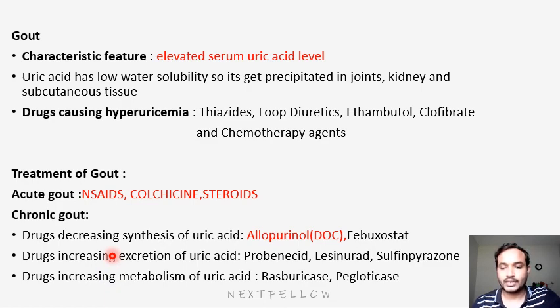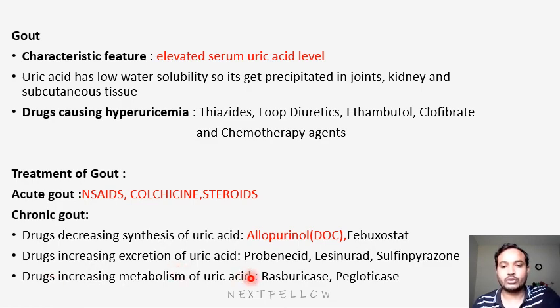First, drugs decreasing the synthesis of uric acid, such as allopurinol, which is the drug of choice, and febuxostat. Next is drugs increasing excretion, by decreasing reabsorption in the renal tubules. Once we inhibit the reabsorption, more will be excreted. The drugs are probenecid and sulfinpyrazone. Next is drugs increasing metabolism of uric acid, which converts insoluble uric acid to soluble.